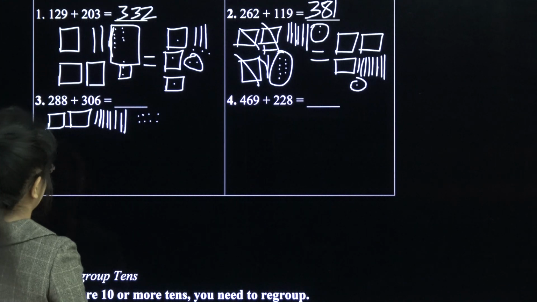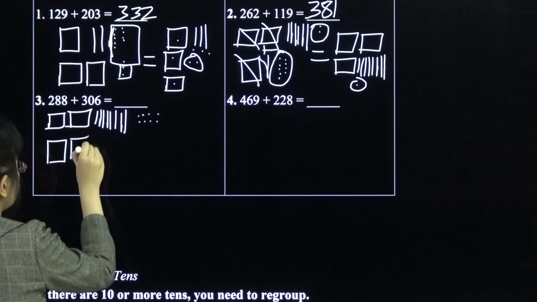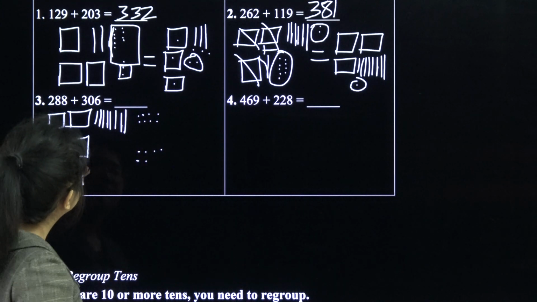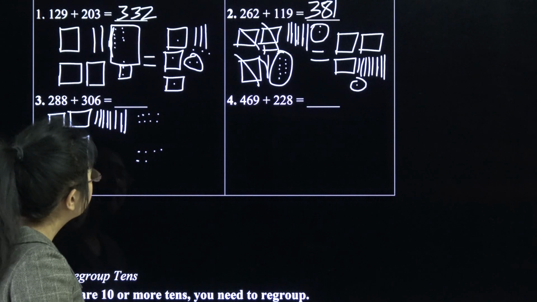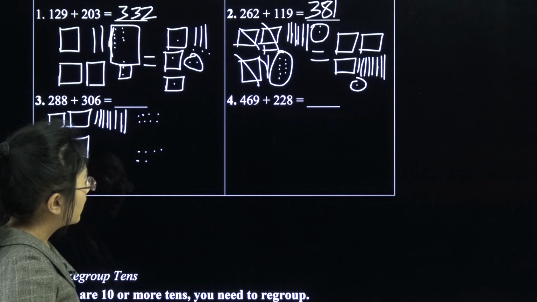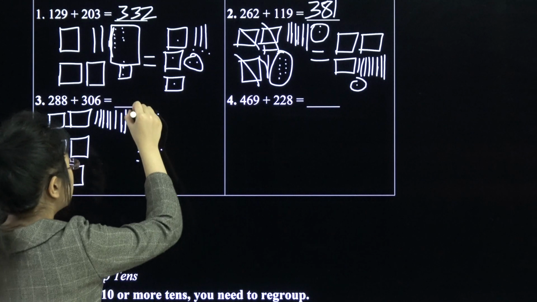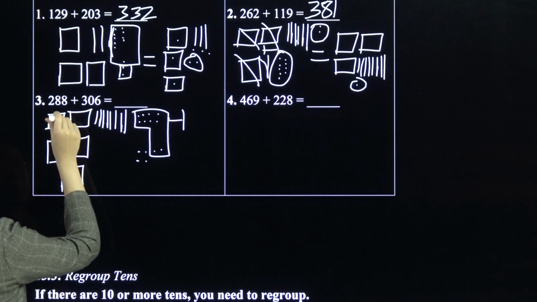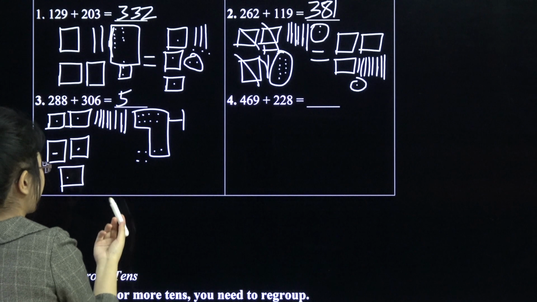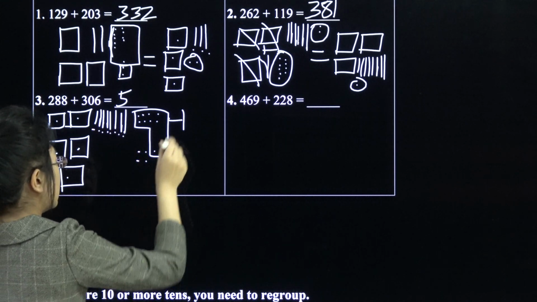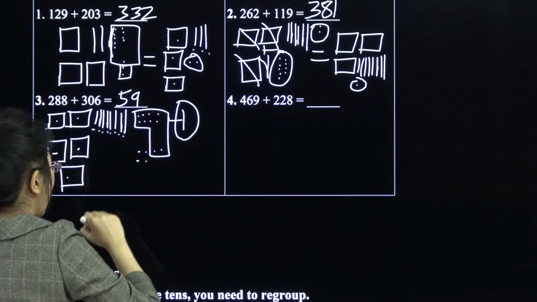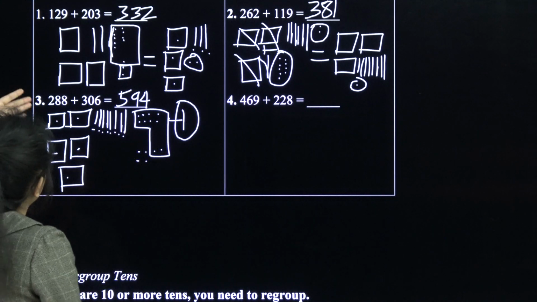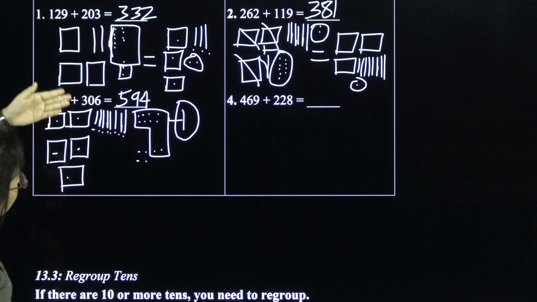306. Well, that's 3 hundreds. Nothing in the tens because that's just a 0. And 6 ones. Now what's 8 plus 6? 14. 14 is 1 ten and 4 ones. So this will regroup to a 10. Now let's count. For the hundreds we have 1, 2, 3, 4, 5. For the tens we have 1, 2, 3, 4, 5, 6, 7, 8, and another one that we just regrouped. 9. And then for the ones we have 4. 594. Therefore, 288 plus 306 equals 594.